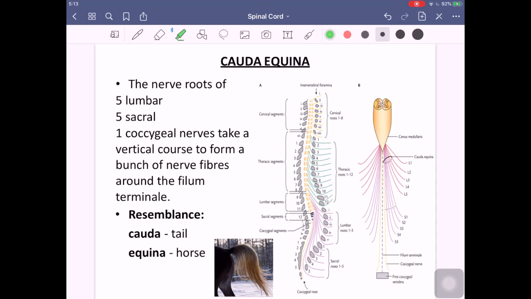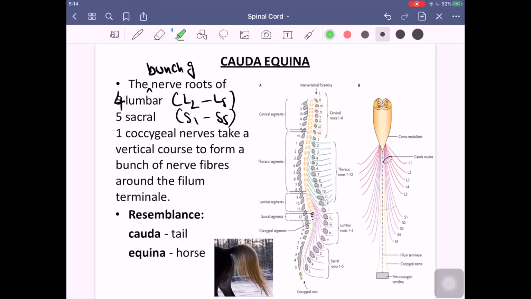Now cauda equina is the last part of your gross feature. So what do we see? Cauda equina, I already told you what it means. Cauda means tail, equina means horse. So these are a bunch or collection of nerve roots, ventral rami, which total, there is a mistake here, this should be 4 lumbar, which is from L2 to L5, S1 to S5, and coccyx 1. So 4 plus 1, 5 and 5, 10. So in total there are 10 pairs on right and left.